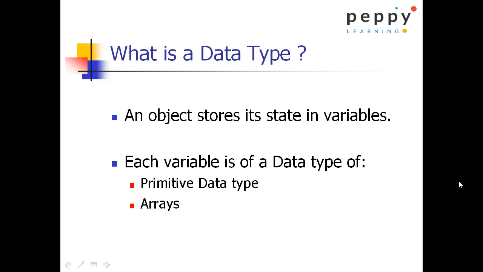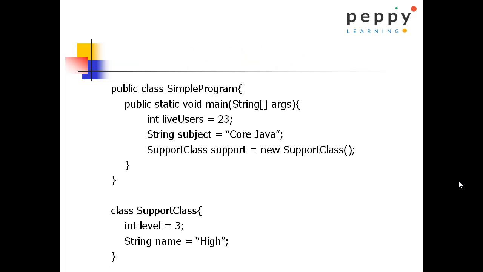What is a data type? An object stores its state in variables. As per the earlier classes, when we create a class, we have variables where it can store data. Each variable is of a data type, primitive data type or arrays. In this video, we are going to focus on primitive data types.